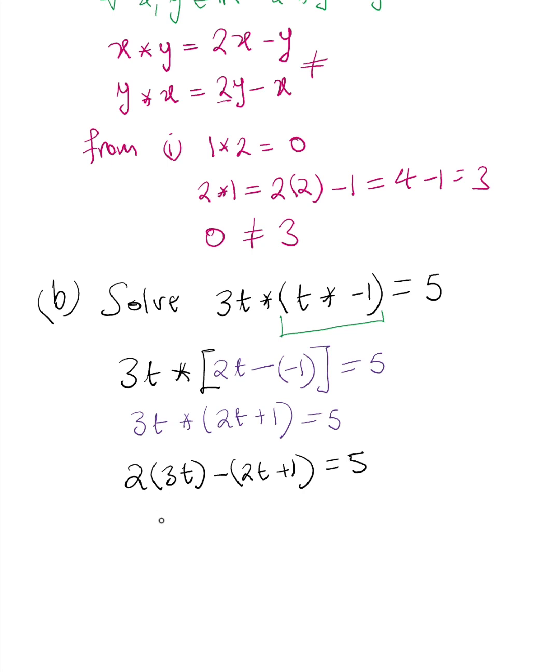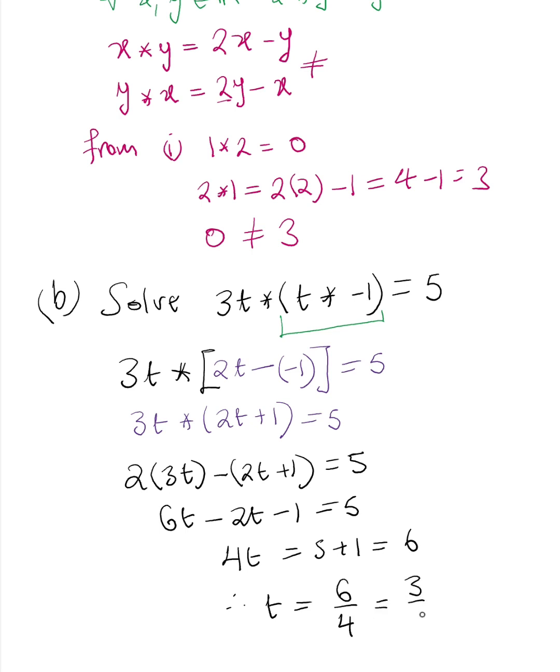Now I expand here. This is 6t minus 2t minus 1 is equal to 5. Now this is just 4t is equal to 5 plus 1, which is equal to 6. So therefore, t is equal to 6 divided by 4, which is just 3 over 2. So question 1 is done.